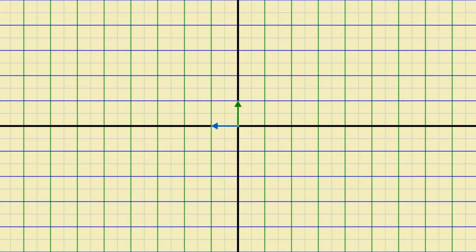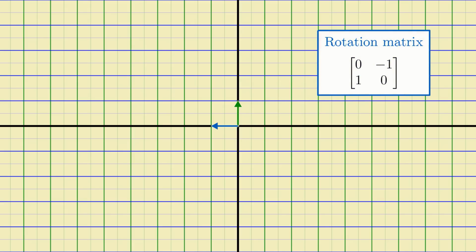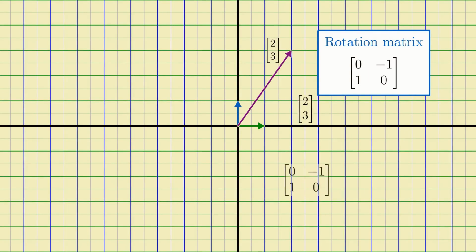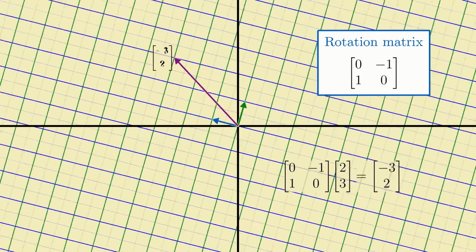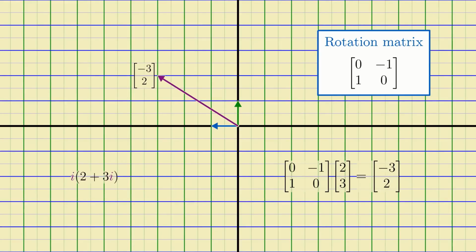i hat gets moved to where j hat was, (0, 1), and j hat gets moved to (-1, 0). So we'll make these coordinates the columns of our matrix, and voila, we have our rotation matrix. And you can check that multiplying any 2D vector by this matrix rotates it 90 degrees, the same as if you had multiplied the corresponding complex number by i. So this matrix plays the same role as the imaginary number i in the complex plane.